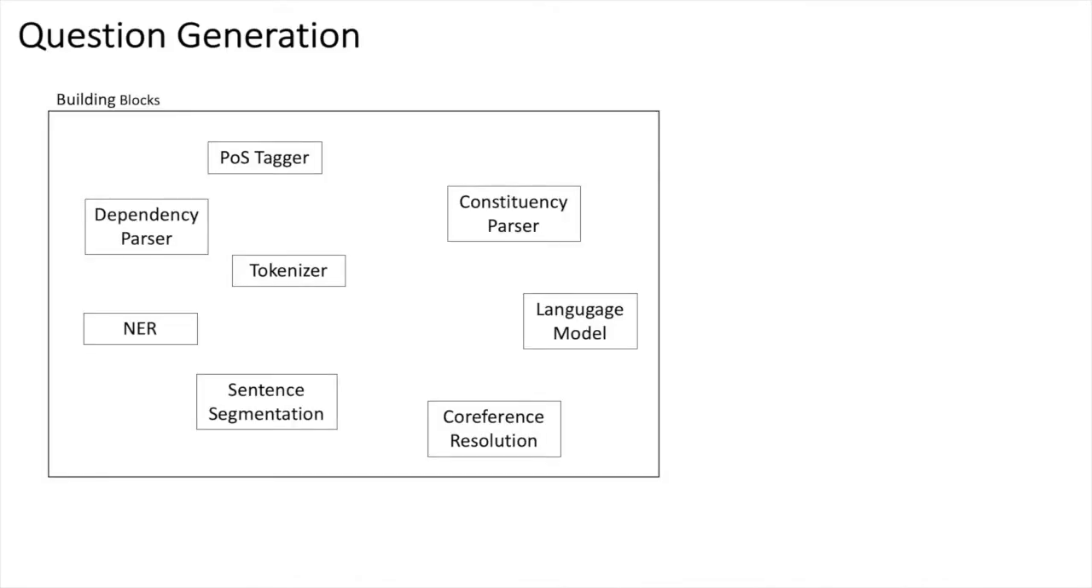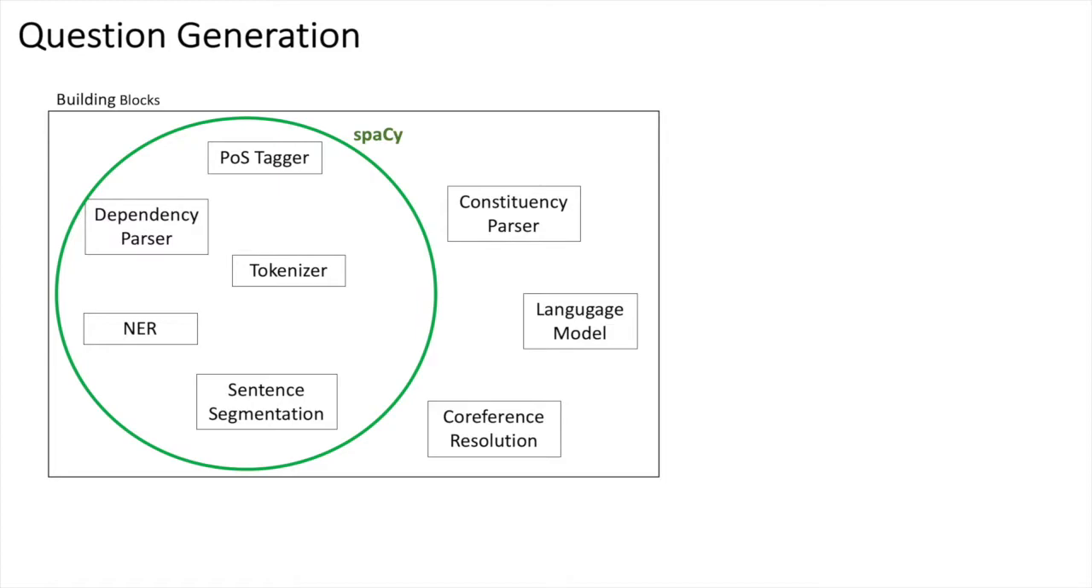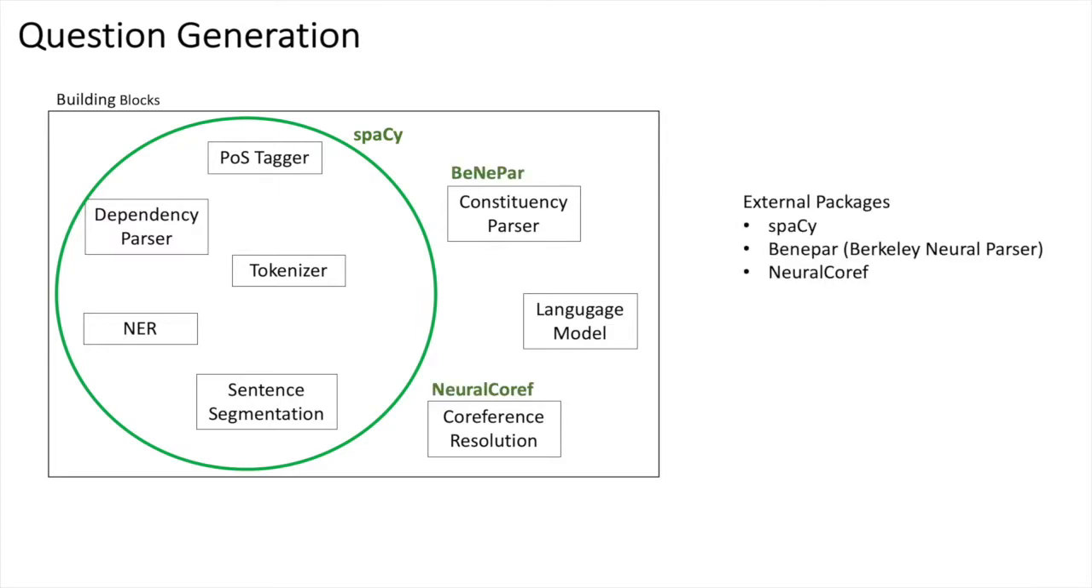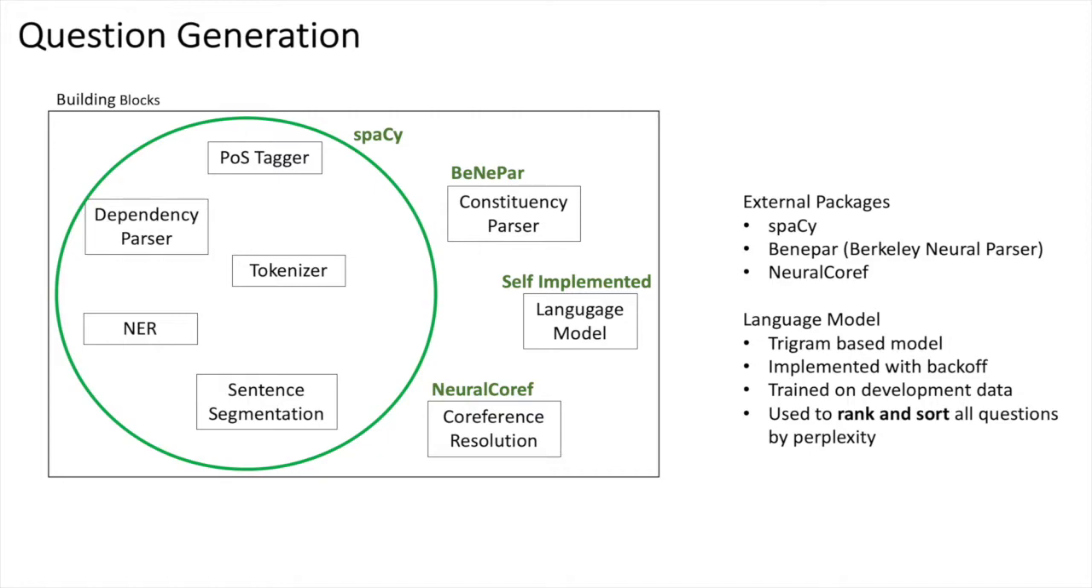So, to begin with, before we get into the actual pipeline, these are some of the building blocks that we built our system on. Most of these were available as part of the SpaCy pipeline, but we used two external dependencies, namely Benepar, which is the Berkeley neural parser for constituency parsing, and NeuralCoref, which does coreference resolution. In addition to this, we implemented a language model for ranking and scoring our question generation.